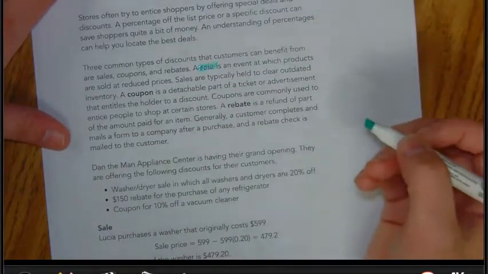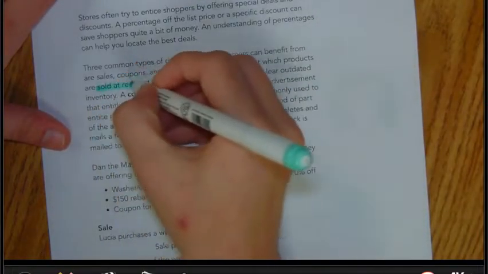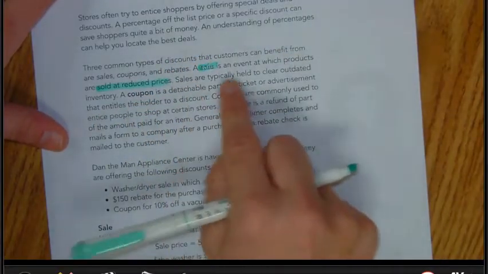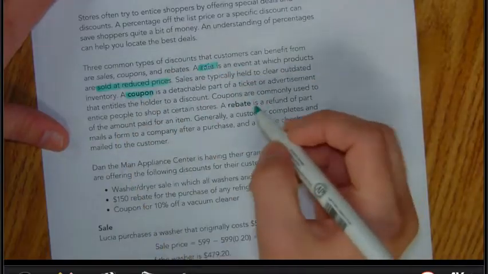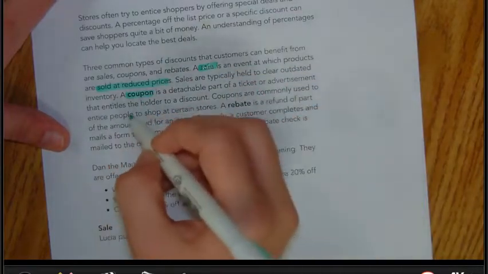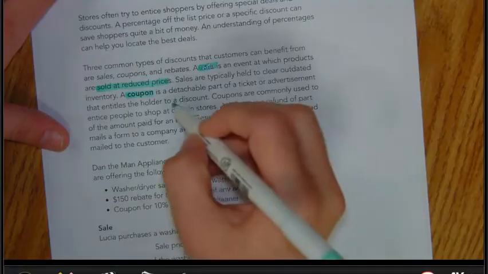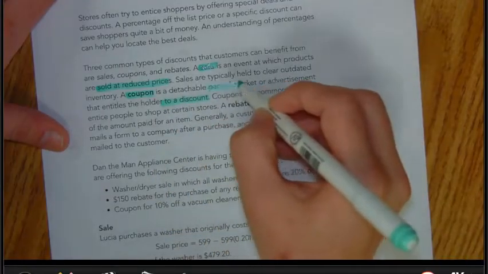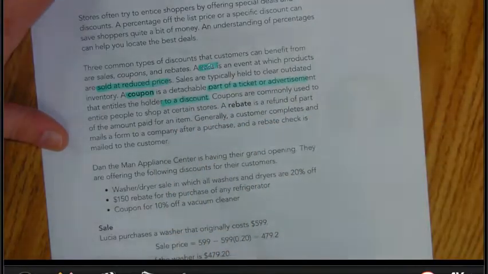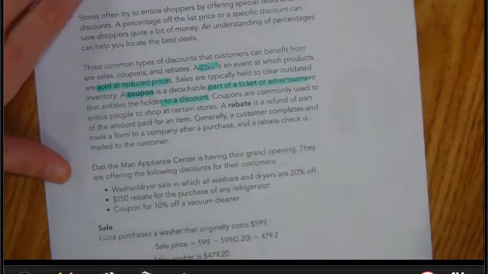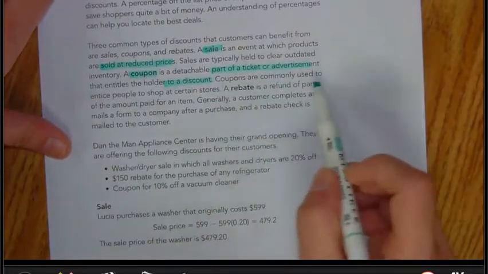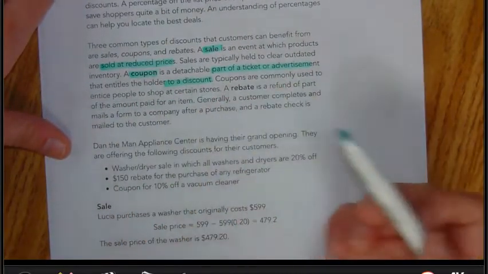A sale is an event in which products are sold at reduced prices. Sales are typically held to clear out outdated inventory. A coupon is a detachable part or a ticket that entitles the holder to a discount. So it's usually a promo ticket or an advertisement. You usually see coupons in ads, or if you deal with Kroger, you can clip coupons on your Kroger card. Coupons are commonly used to entice people to shop at certain stores.